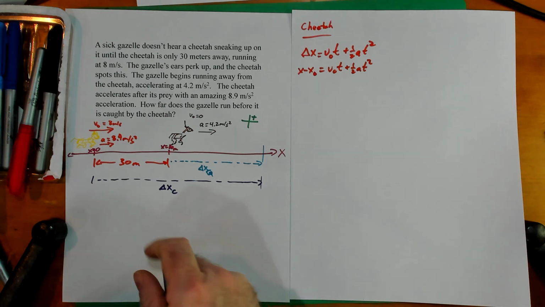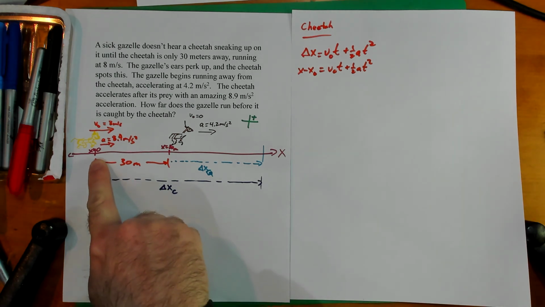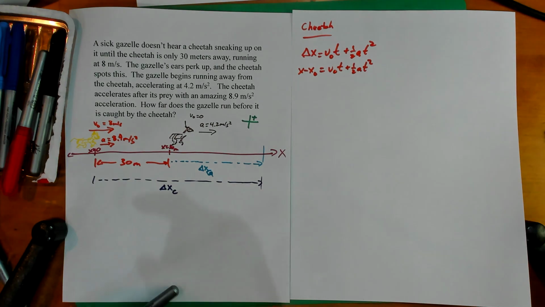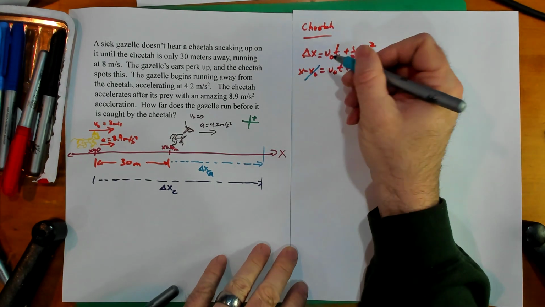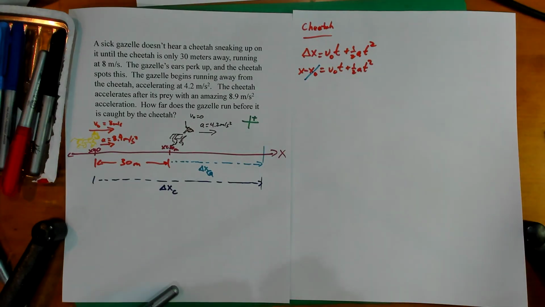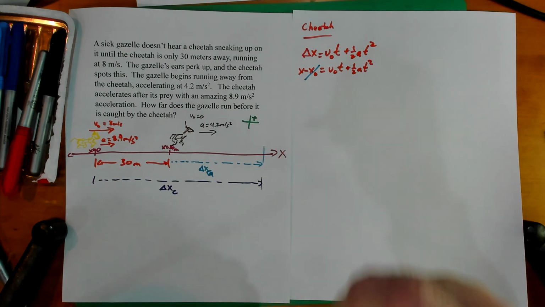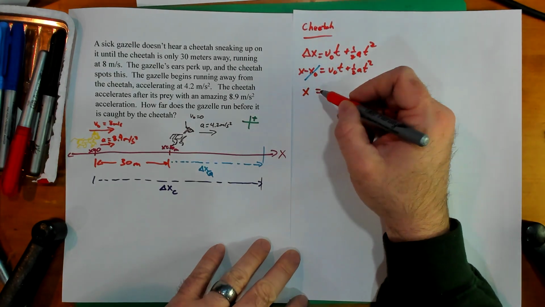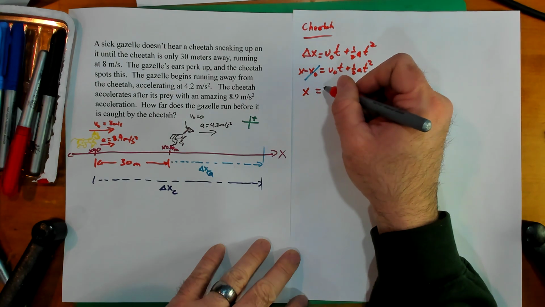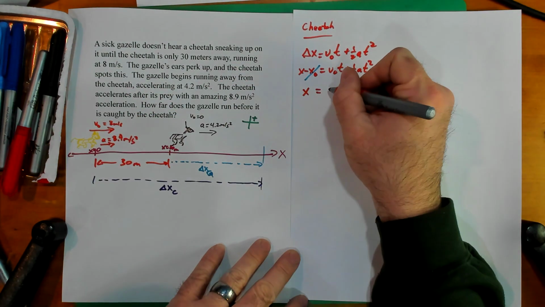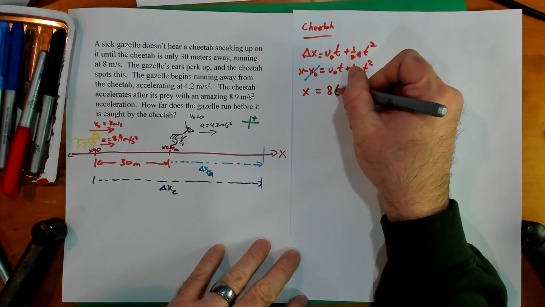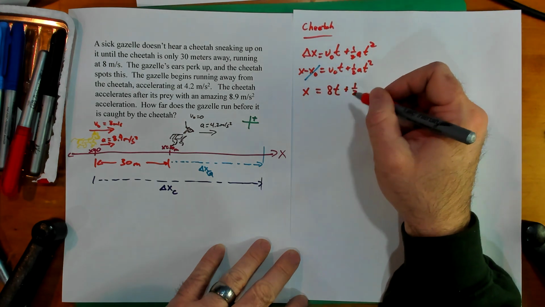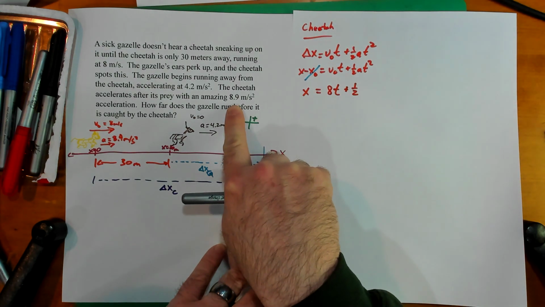However, in this case, what is the starting position of the cheetah? We set that to be 0. So that x naught is actually going to drop out nicely for us. I'm going to copy down the values that we know. The starting velocity for the cheetah was 8 meters per second. Now, again, I want to leave time as a variable. And the acceleration of the cheetah is 8.9.